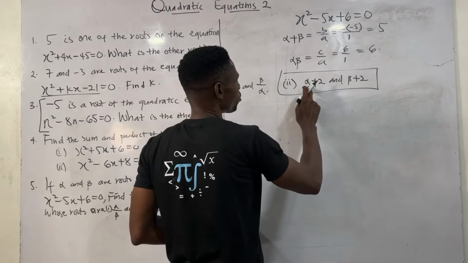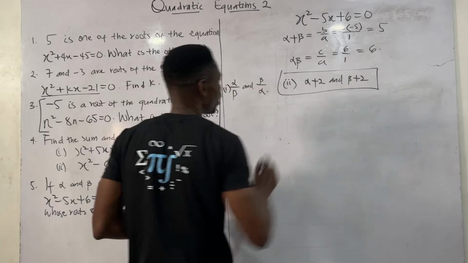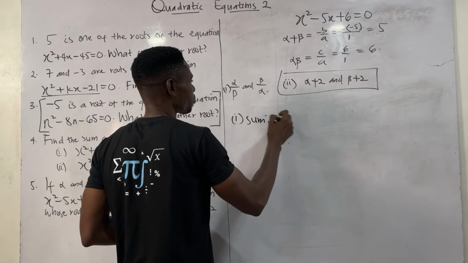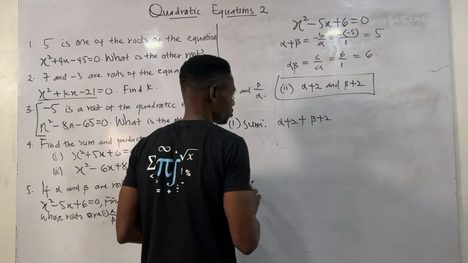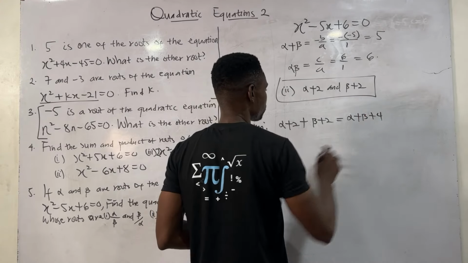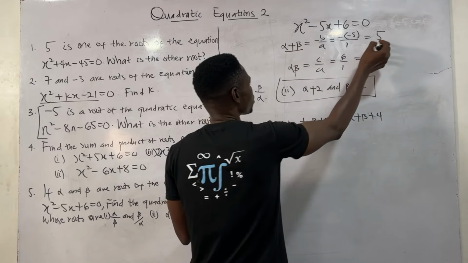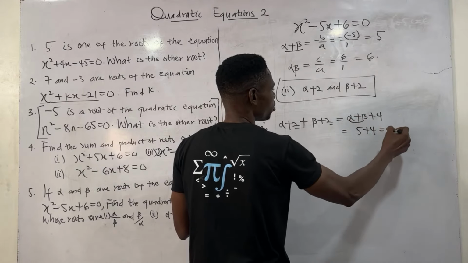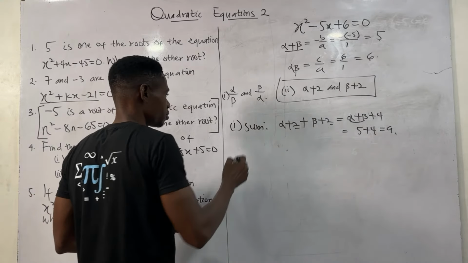So we're looking for a new equation whose roots are alpha plus 2 and beta plus 2. So first, let's look for the sum. So we have alpha plus 2 plus beta plus 2. If we do this, we have alpha plus beta plus 4, that's 2 and 2 is 4. Now we already know alpha plus beta as 5, so we have 5 plus 4, which is 9. Products.